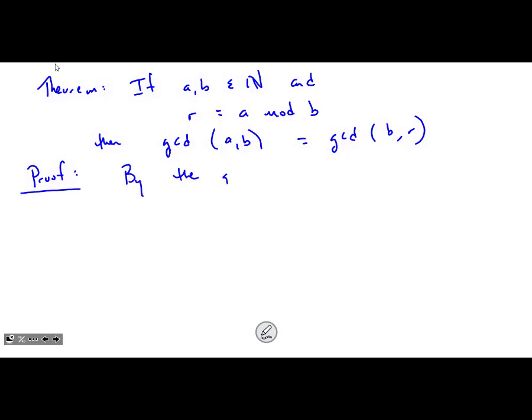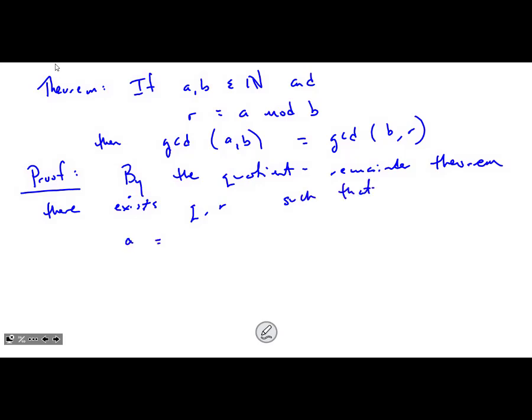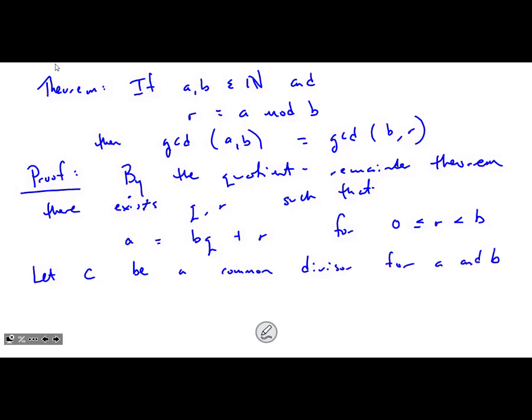By the quotient remainder theorem, there exist q and r such that a equals bq plus r, for r between 0 and b. Let c be a common divisor for a and b.